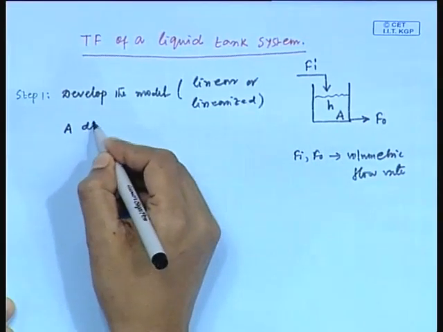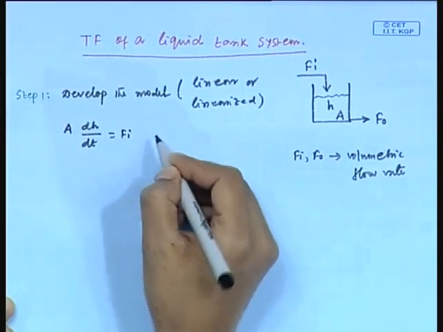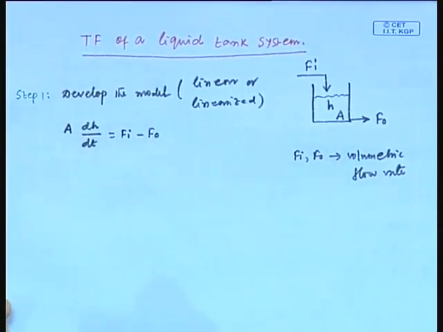A dH dt equal to f I minus f naught, by assuming the liquid density constant. So, this is the modeling equation for the example liquid tank system.